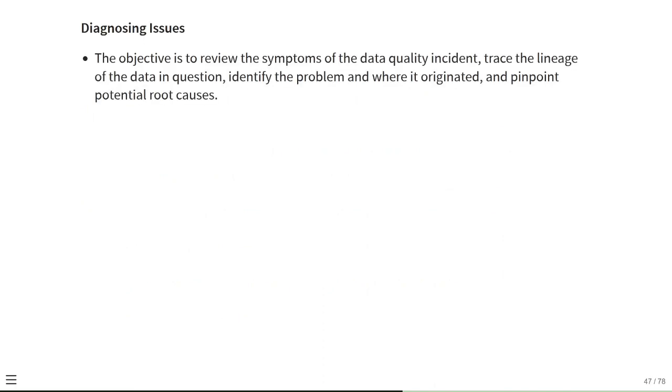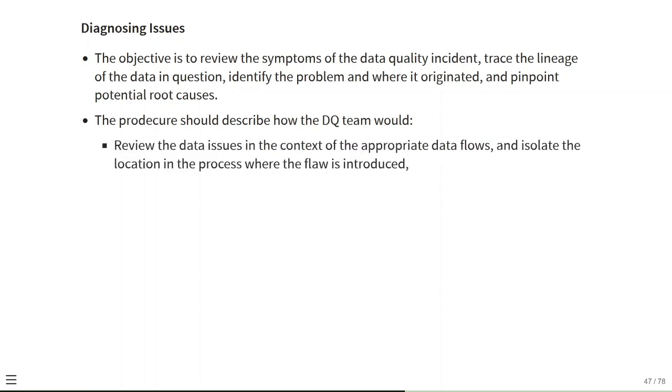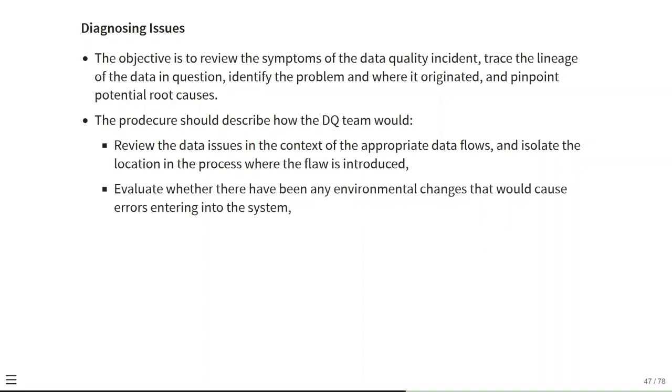Diagnosing issues. The objective is to review the symptoms of the data quality incident, trace the lineage of the data in question, identify the problem and where it originated, and pinpoint potential root causes. The procedure should describe how the data quality team would review the data issues in the context of the appropriate data flows and isolate the location in the process where the flaw is introduced.